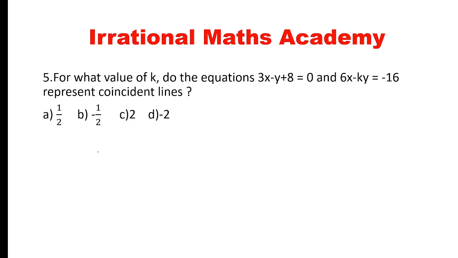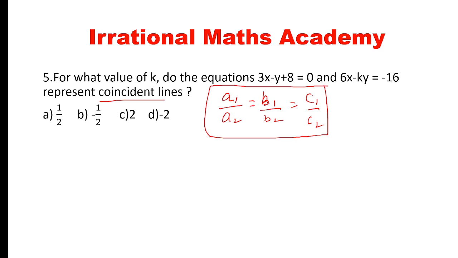Next. For what value of k do the equations represent coincident lines? First of all, whenever you see the word coincident line, you need to remember the condition: A1 by A2 should be equal to B1 by B2 should be equal to C1 by C2. This is the condition for coincident lines. So from here, let me write down A1 value. A1 value is what? 3. B1 value is what? Minus 1. C1 value is what? 8.